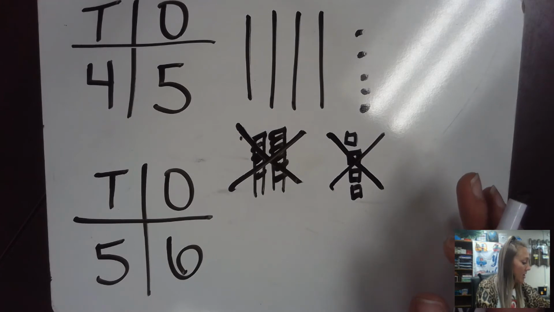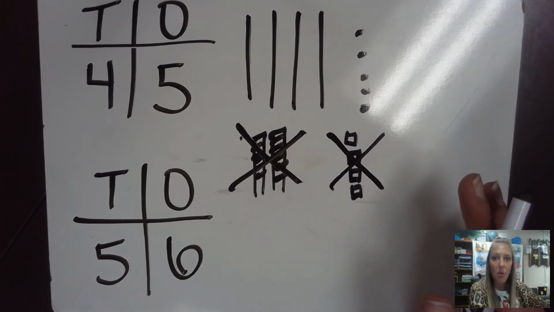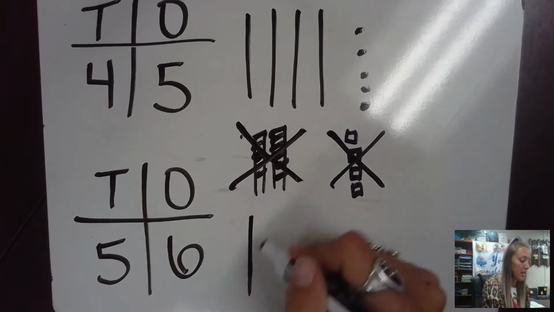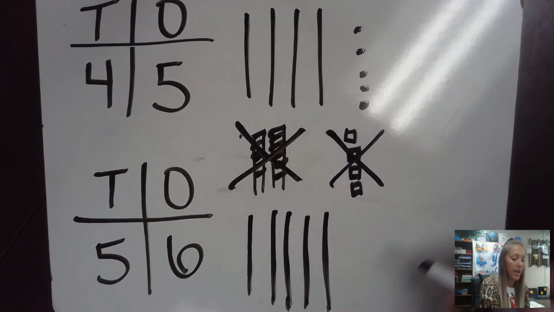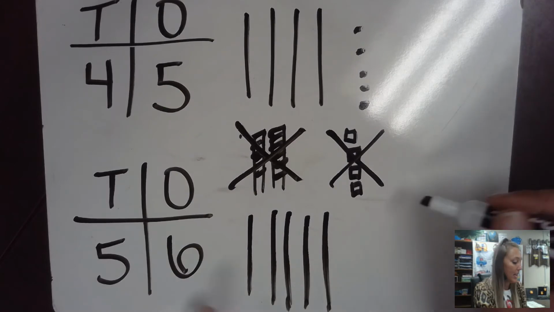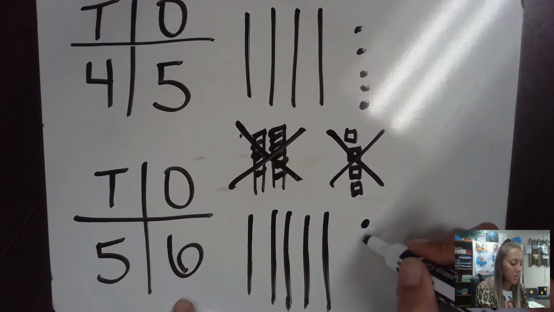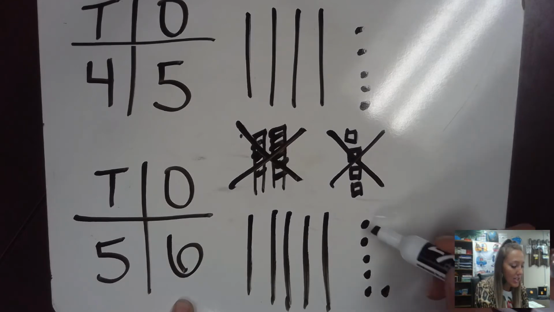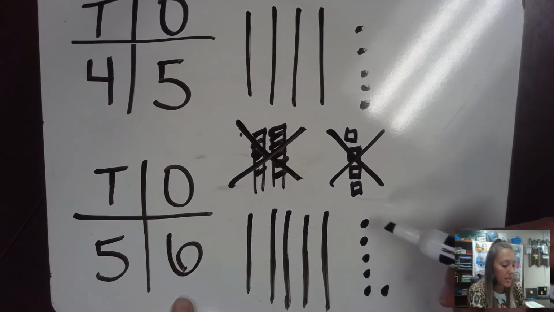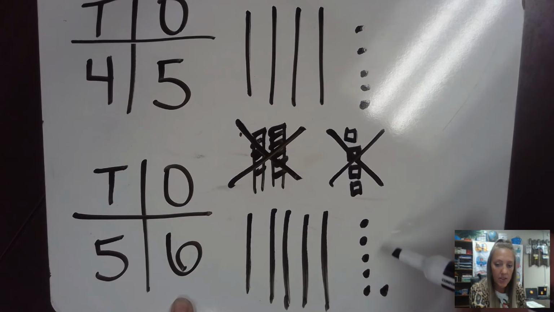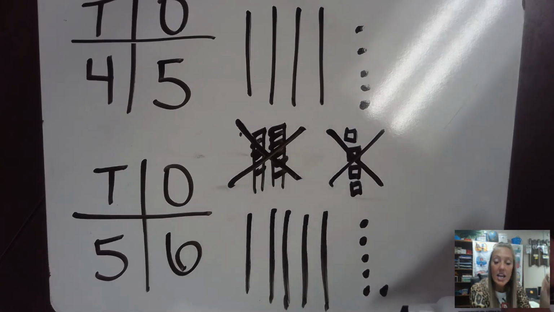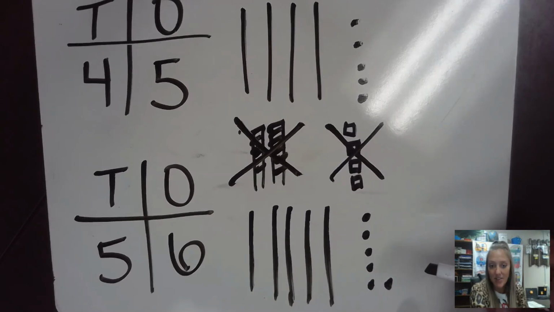The next number is 56. So we've got a 5 in the tens place, and we want to draw that with our base 10. So we say 1, 2, 3, 4, 5. And then 6 in the ones place. 1, 2, 3, 4, 5, 6. Whenever I'm doing dots, I like to do 5 in a line, so that if I needed to count a lot of dots, I can count by 5s.